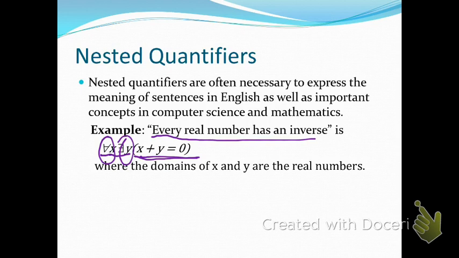So for instance, if x is equal to 2, the y that exists happens to be negative 2. So for any x I choose, there will be a corresponding y that will make this statement true.